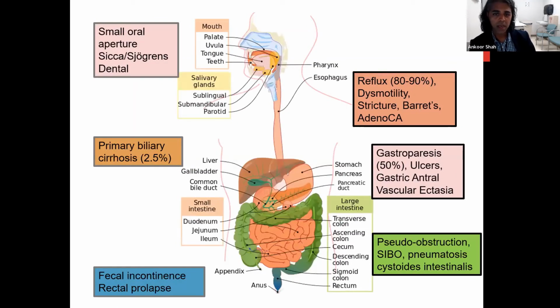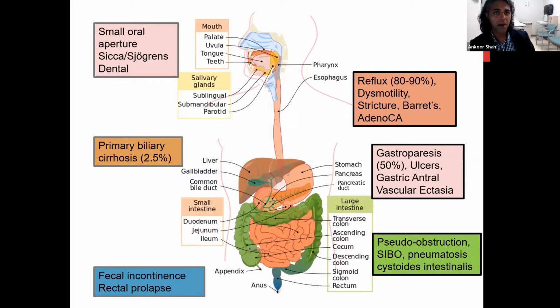Now, this is a slide about the GI manifestations, and it's really there to emphasize the fact that while we associate scleroderma with esophageal involvement, and truly about 80 to 90% of these patients will have some form of reflux or dysmotility of the esophagus and stomach. This picture is really meant to emphasize just how extensive the GI involvement can be.